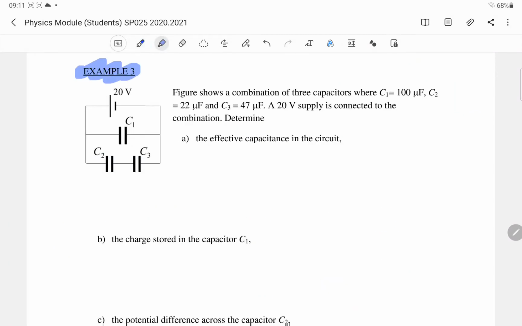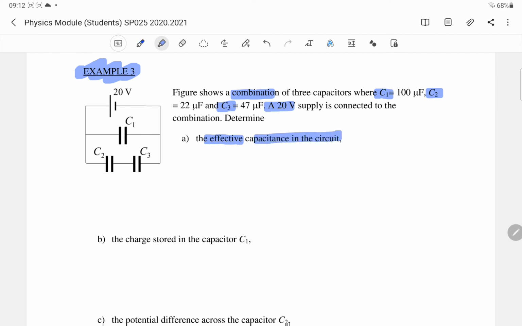Continue the example number 3. Figure shows a combination of 3 capacitors C1, C2 and C3. A 20 volt power supply is connected to the combination. Determine the effective capacitance in the circuit.